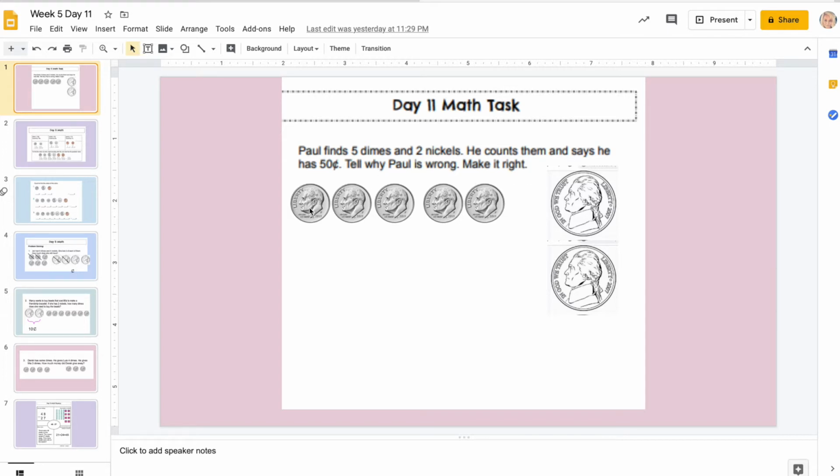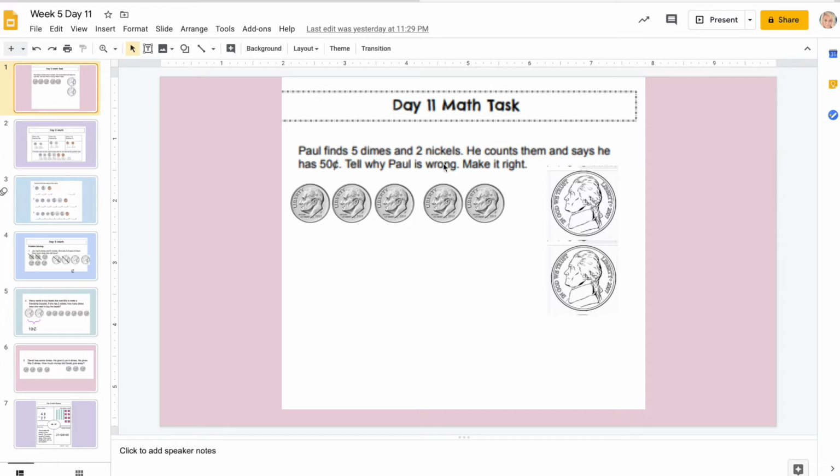So Paul has 5 dimes. I've put 5 dimes here, and we know that they're each worth 10 cents. And then it says Paul has 2 nickels, and we know a nickel is worth 5 cents. So if we count these all together, remember, we're skip counting by the 5s or by the 10s based on what coin it is. So here we have 10, 20, 30, 40, 50, and now we're moving on to the 5s. So here we have 50, 55, 60.